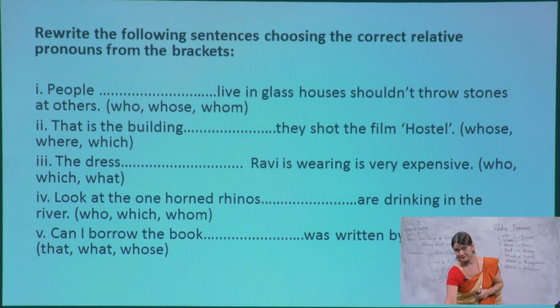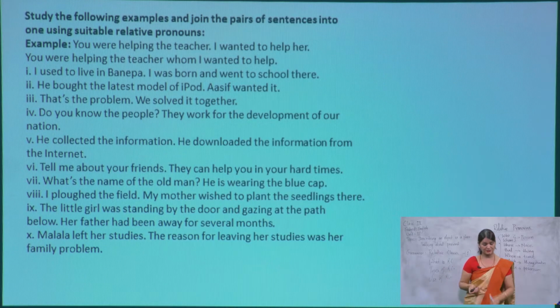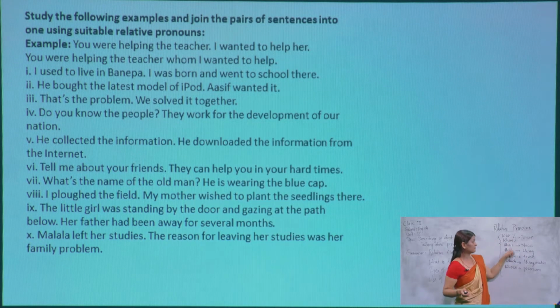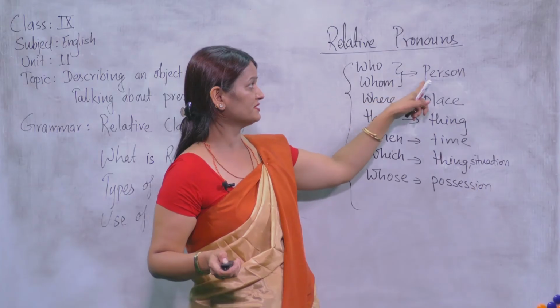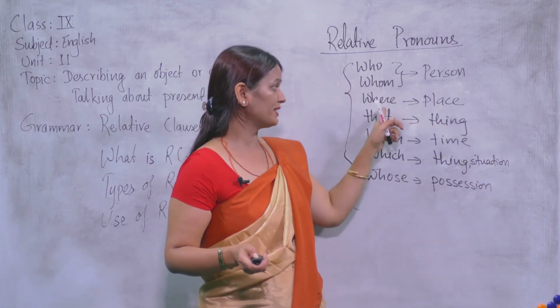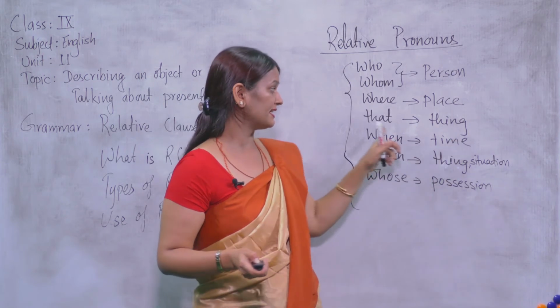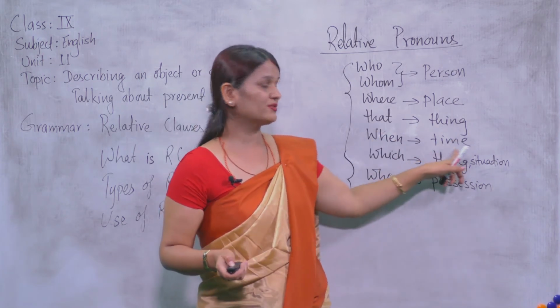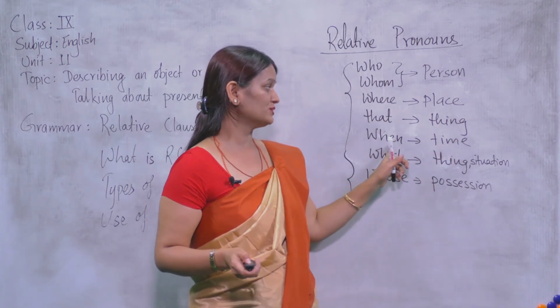Now, the next exercise. Look at your book, page number 129. Study the following examples and join the pairs of sentences into one using a suitable relative pronoun. If you are talking about a person, then who, whom, which. If you are talking about a place, then where. If you are talking about a thing, then that or which. And if you are talking about time, then we have to use when.